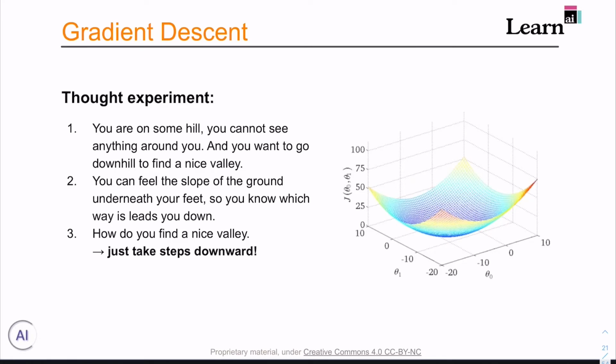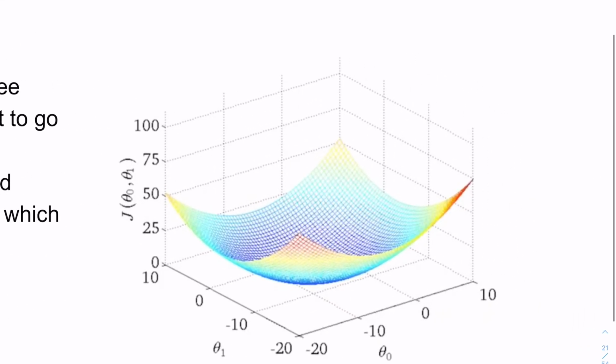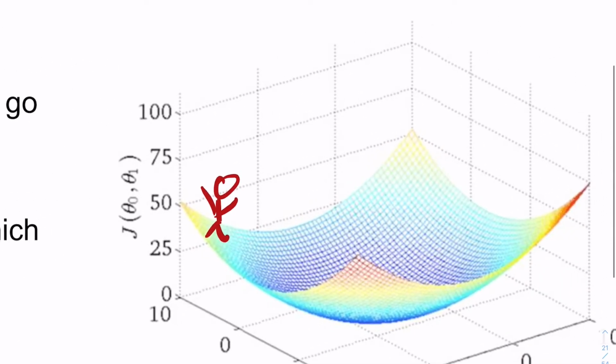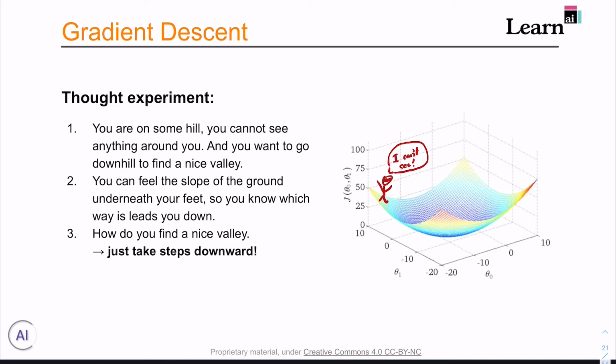So we're going to do a little thought experiment before we introduce maybe the mathematical definition of gradient descent. So say you're plopped down somewhere on this surface, okay? This is where you are. And you're blindfolded. You cannot see anything around you. This is a key point. You're blindfolded. Can't see. Oh no, you can't see. The only thing you can feel is the slope beneath your feet.